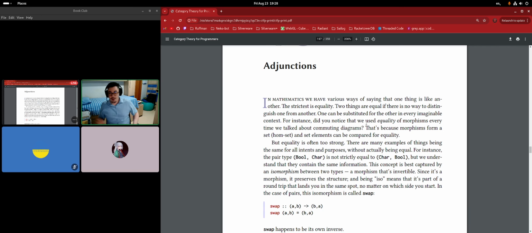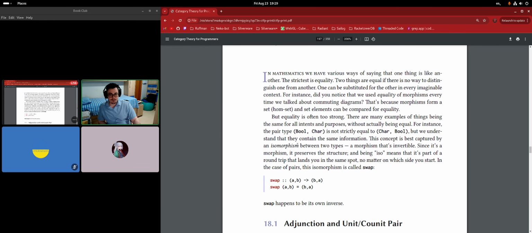So we're not gonna do that. Like Marinho said, we're gonna run from it. But we still need a way to compare stuff. So that's what we're gonna make. We're gonna make adjunctions to fill that role. Then the chapter starts by talking about isomorphisms again, because it's saying that although a tuple of a boolean and a char and a tuple of a char and a boolean are different, they are equal up to isomorphism because you can just apply an operation to make them equal, which in this case is a swap.